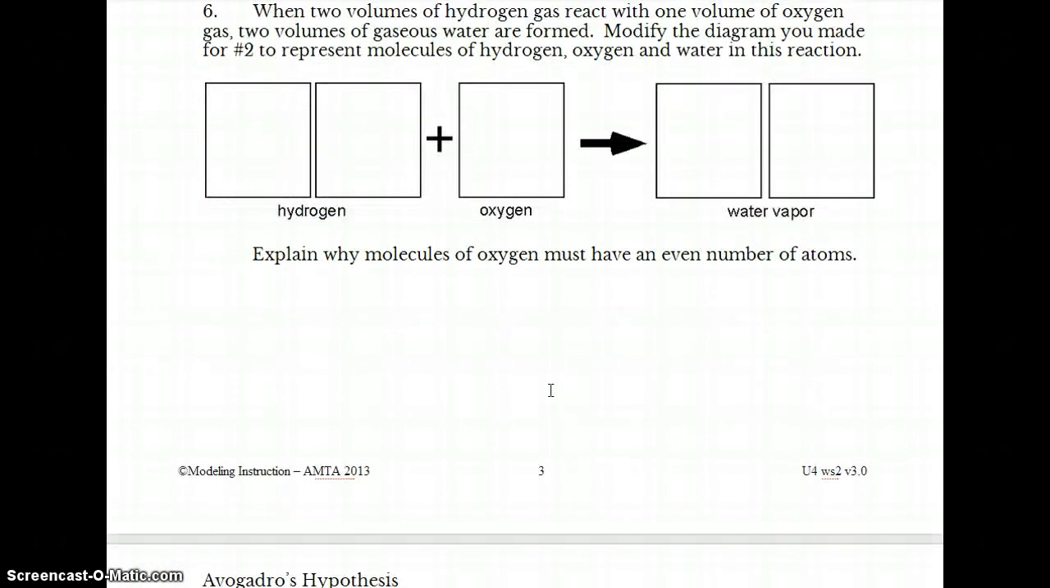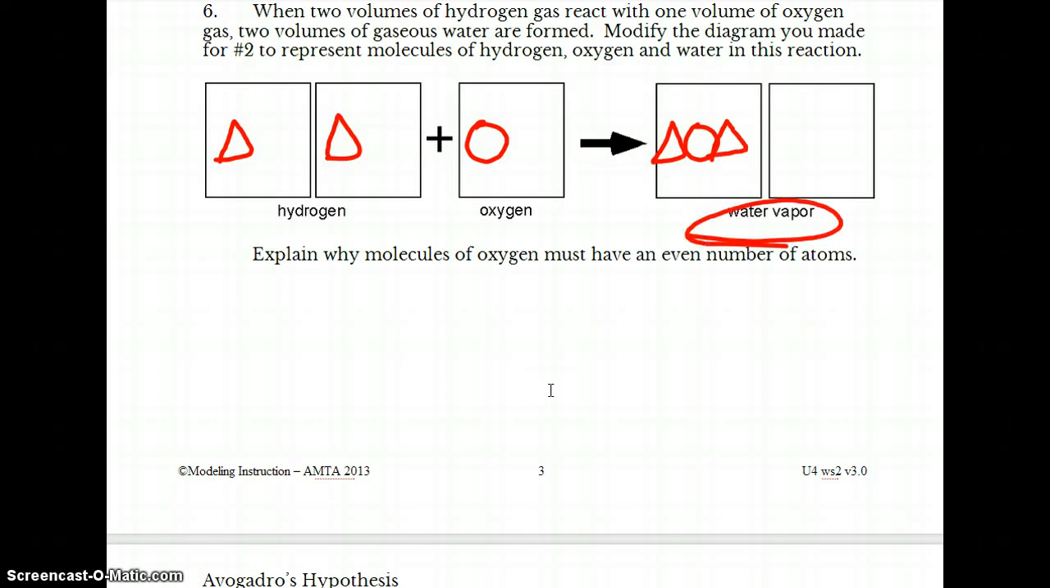Same thing here. Now we've got hydrogen gas react with one volume of oxygen, two volumes of gaseous water are formed. Okay, so we had this and this and this, and we said, okay, here's my water, which we all know is H2O, right? But now we get two boxes. We got two volumes of gaseous water. So that must mean that this, and that must mean two waters.